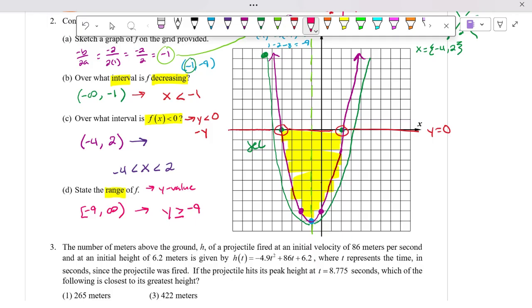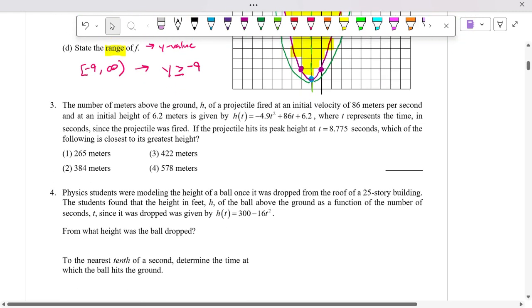So guys, number 2 is really important because it's going to come back to haunt you in this next lesson. You got to understand where all these intervals come from. All right. Now, 3 and 4, these are definitely ones that you want to use Desmos for.